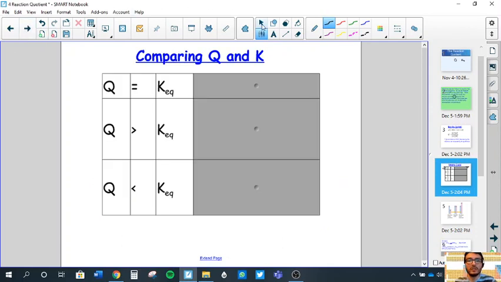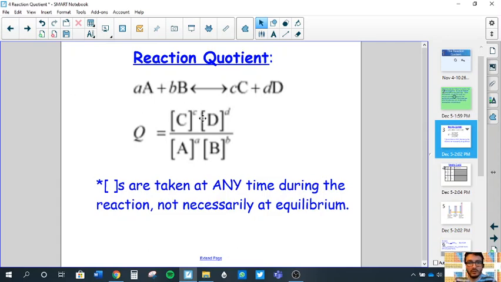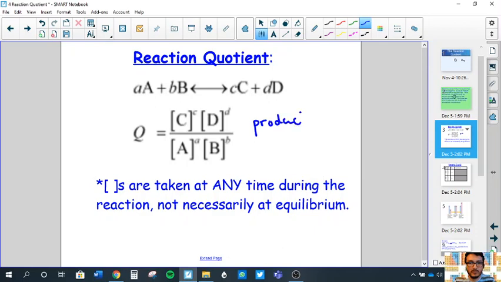So you then have to compare. Once you do find a Q value, your reaction quotient can be equal to KEQ, and if that's the case, well then we know that the reaction is at equilibrium. If Q is greater than KEQ, now think about what that means. What is in your numerator? We see that C and D, your products, the concentration of the products to their exponents are in your numerator.